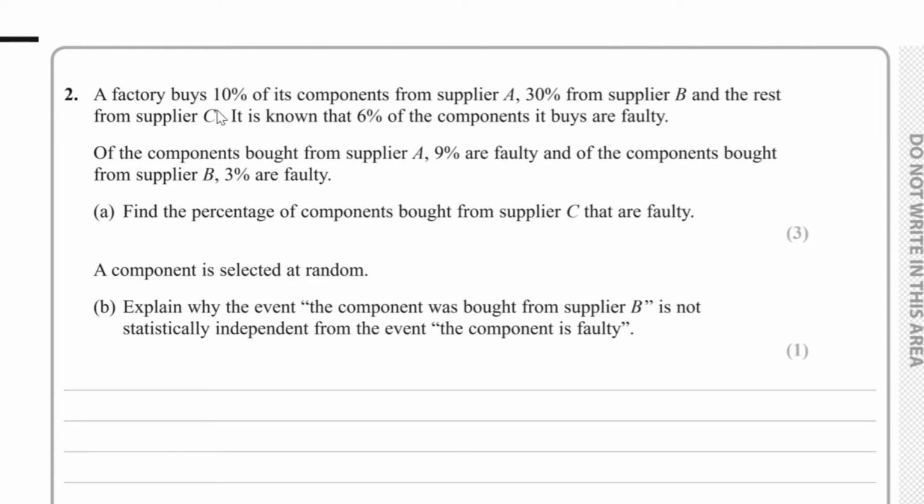Question number 2. A factory buys 10% of its components from supplier A, 30% from supplier B, and the rest from supplier C. It is known that 6% of the components it buys are faulty. Of the components bought from supplier A, 9% are faulty, and of the components bought from supplier B, 3% are faulty. And what we have to do is find the percentage of components bought from supplier C that are faulty. Now, the best way to do this question for part A is to draw a tree diagram.